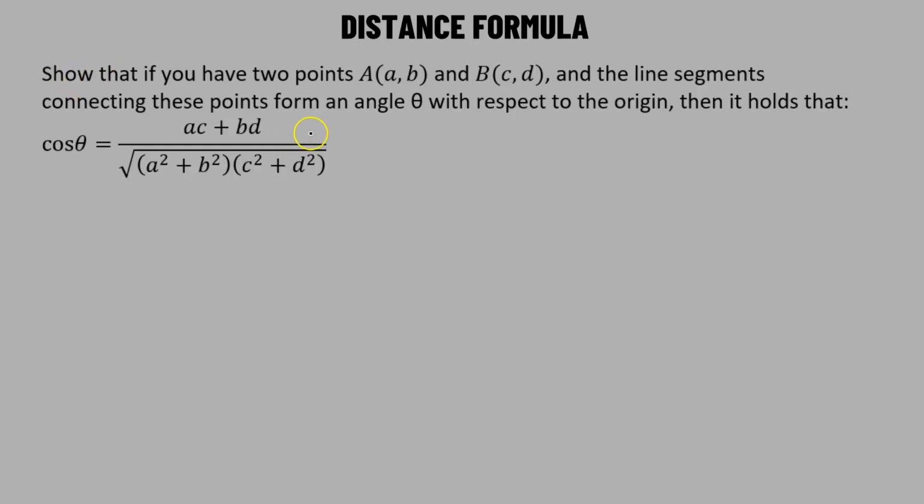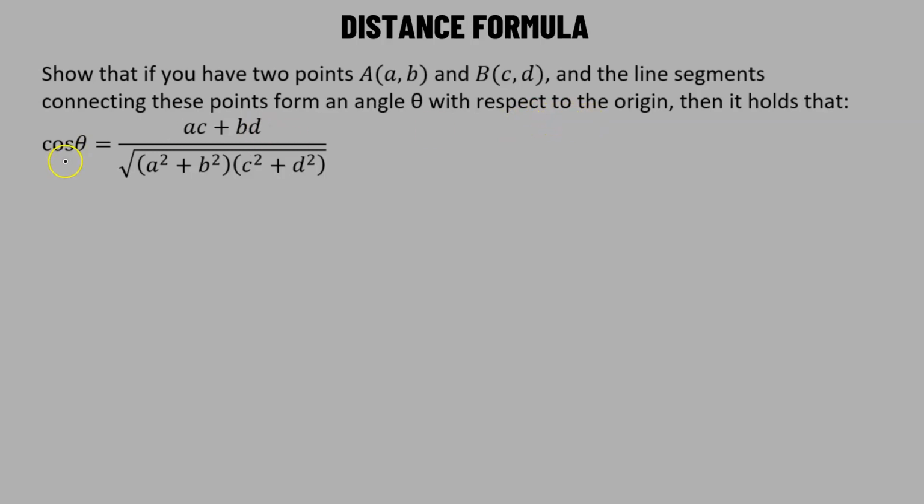So here in this problem, we are provided with 2 points and both of the coordinate values are given. So point A has the coordinate value (a, b) and B has the coordinate value (c, d). And then what we need to do here is show that the line segment that connects these points is going to form an angle theta with the origin.